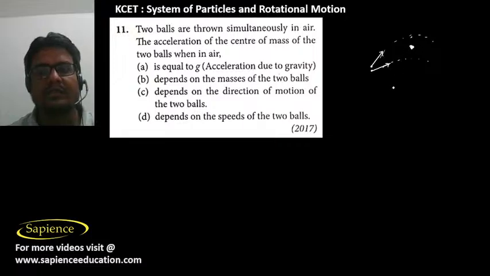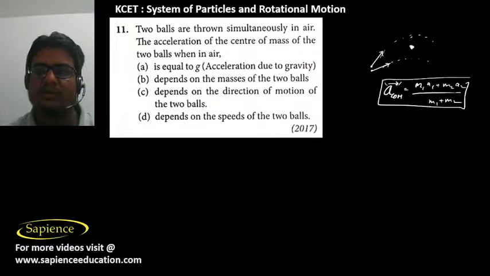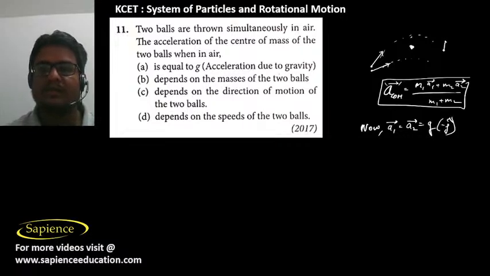So the acceleration of the center of mass is equal to m1a1 plus m2a2 by m1 plus m2, where the acceleration of the first mass is a1 and the acceleration of the second mass is a2. That is given by this formula. We can write it in the vector form also. Now we know that the acceleration of the first ball is equal to the acceleration of the second ball, which is equal to g in the minus j cap direction, vertically downwards.